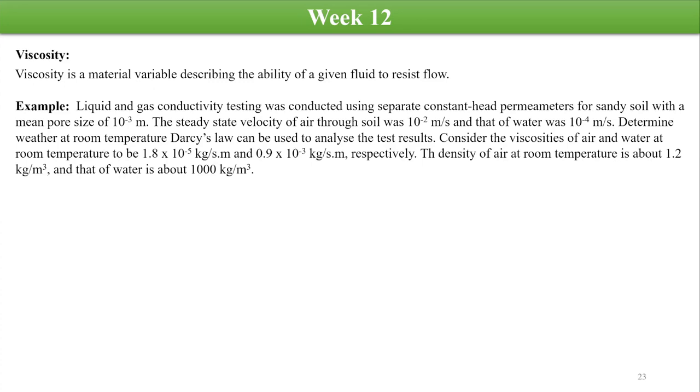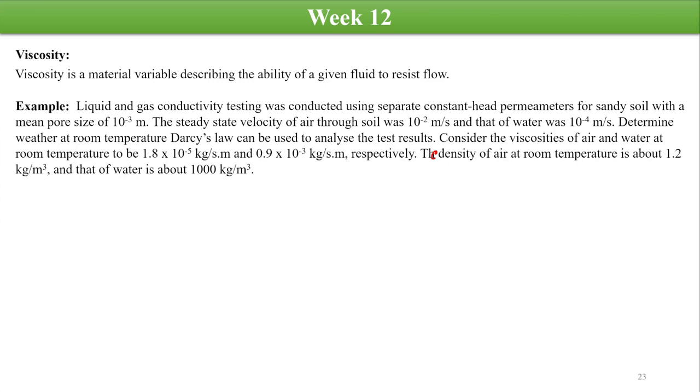So, in determining whether Darcy's law can be used to analyze the test results at room temperature, we need to consider the dynamic viscosities of air and water at room temperature to be 1.8 into 10 to the power minus 5 kilogram per second meter and 0.9 into 10 to the minus 3 kilogram per second meter respectively. The density of air at room temperature is about 1.2 kilogram per meter cube, and that of water is about 1000 kilogram per meter cube.